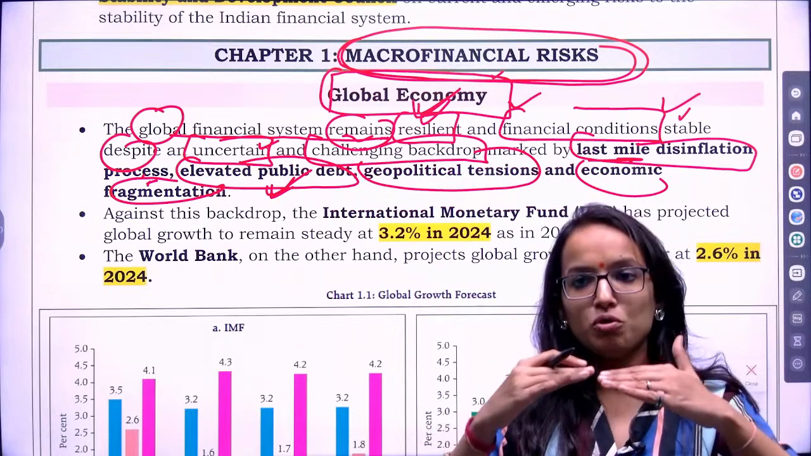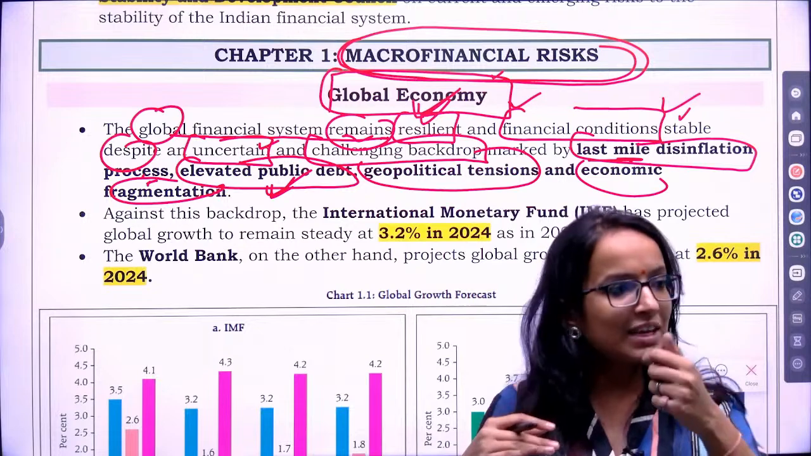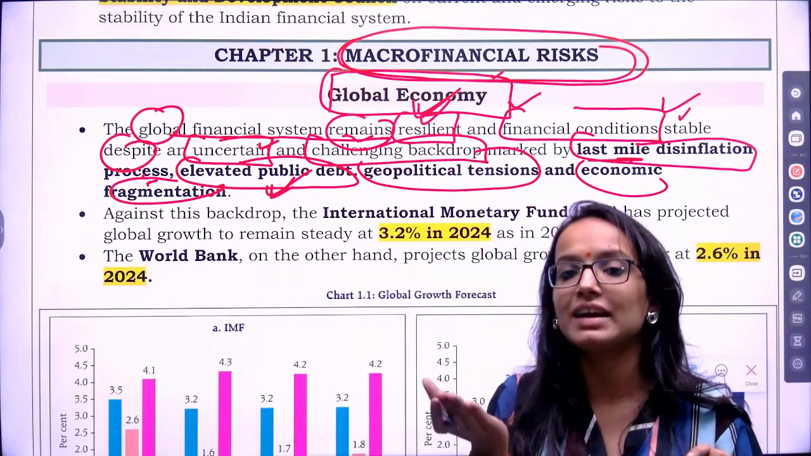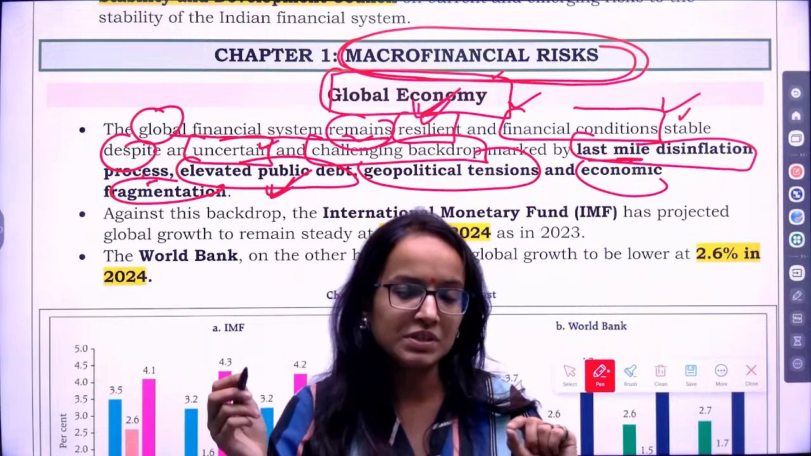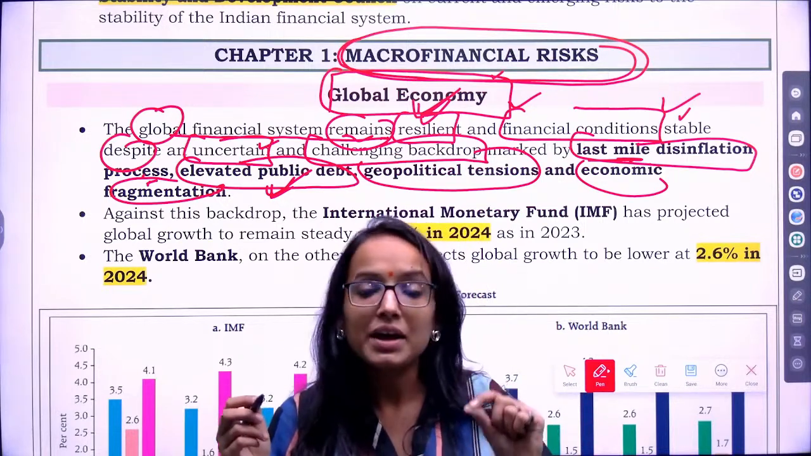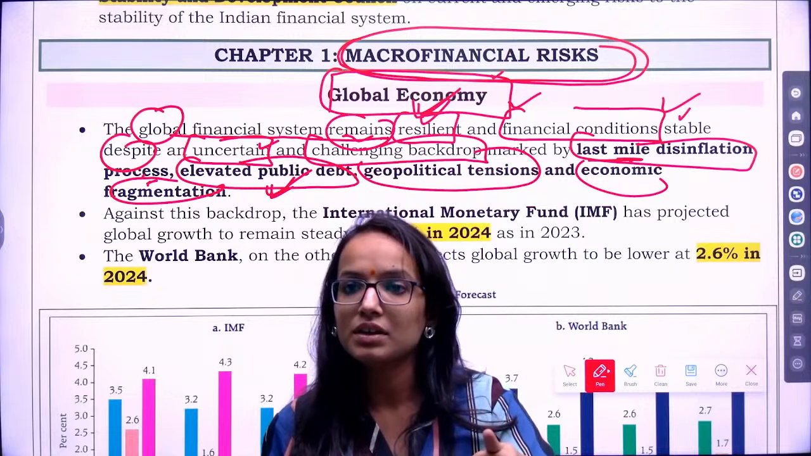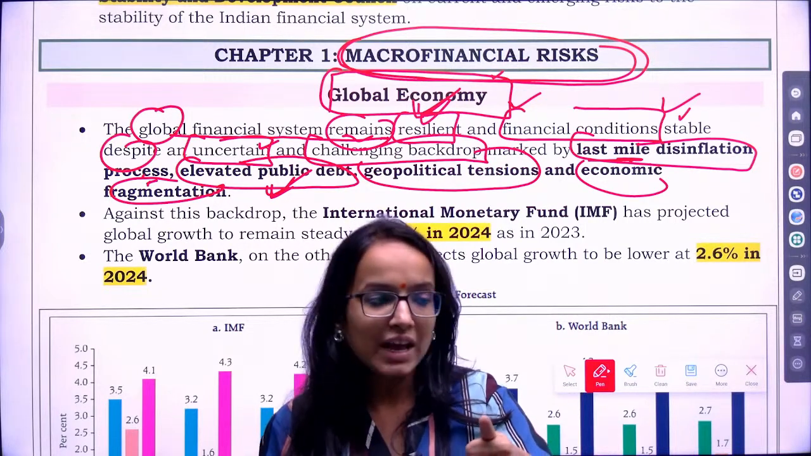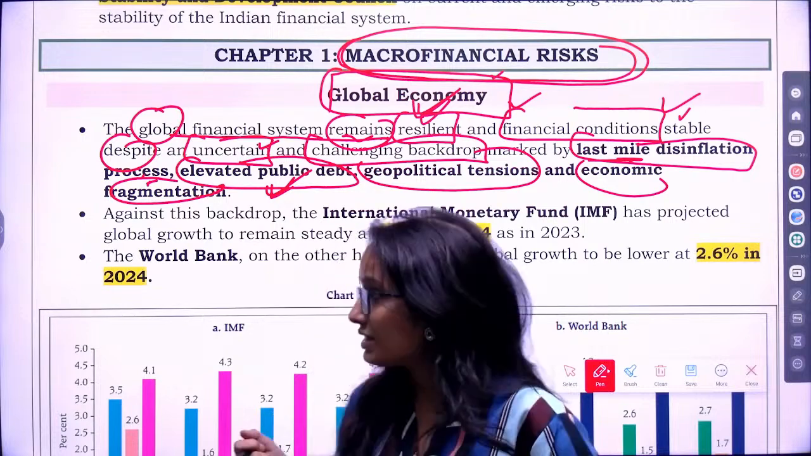So the second challenge is elevated public debt. At the global level, if you remember, the RBI annual report also says these advanced economies are having higher debt levels, right? So that is also a challenge because then they have higher fiscal deficit. And when you have higher fiscal deficit, it affects even your financial market. This is something which we have seen in yesterday's editorial class as well, right? So this is a challenge.